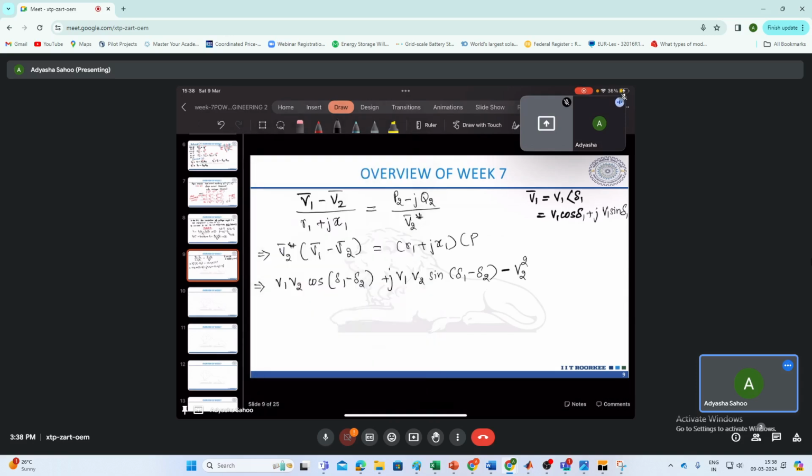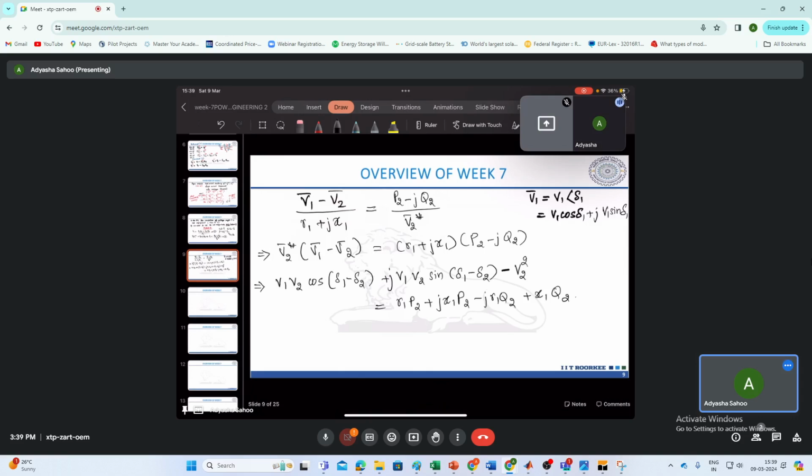Yeah, so that is, here it was P2 minus JQ2, so that will be R1 P2 plus JX1 P2 minus J R1 Q2. So minus J square will be plus, so X1 Q2.